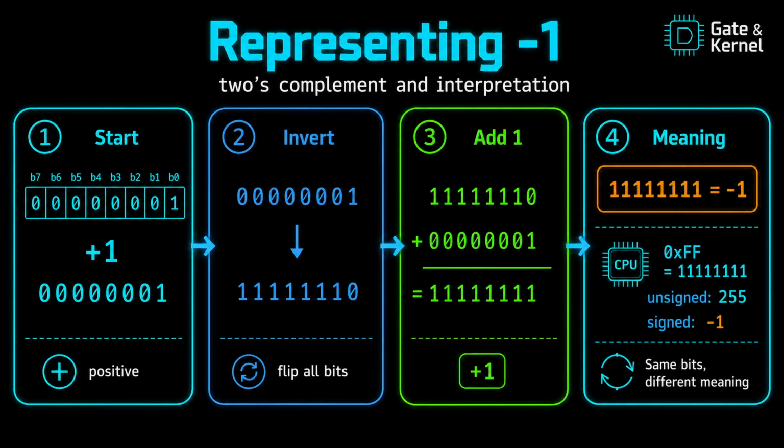Chapter 5. Another example, representing -1. Start with positive 1, 00000001. Invert all bits, 11111110. Add 1, 11111111. Therefore, 8 binary ones represent -1 inside 8-bit 2's complement. The same pattern is also hexadecimal FF. As an unsigned 8-bit value, it means 255. As a signed 8-bit value, it means -1. The bits are identical. Only the interpretation changes.